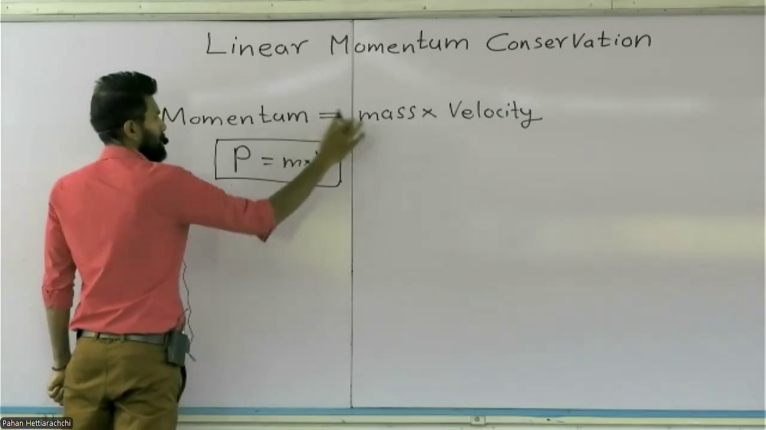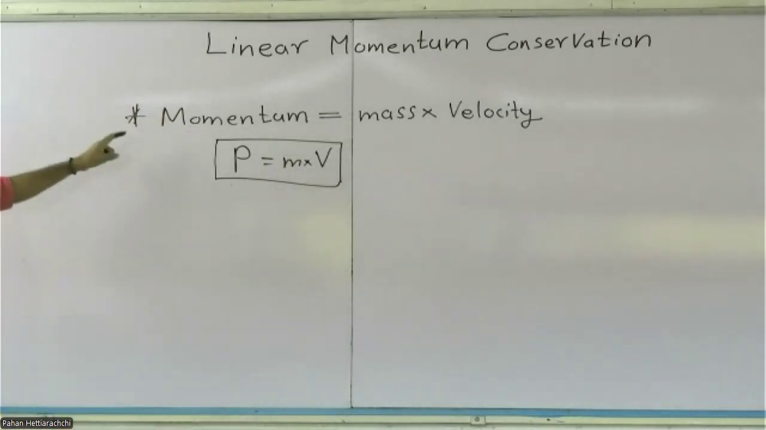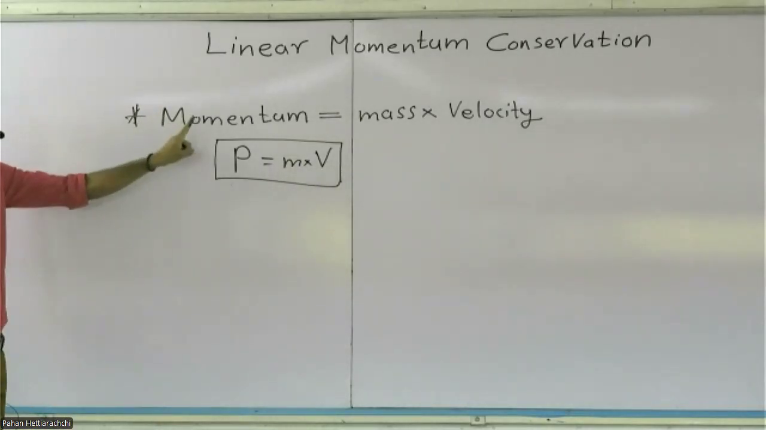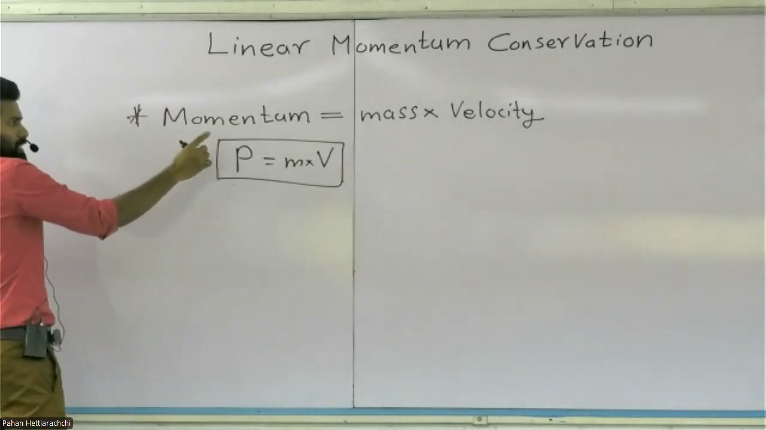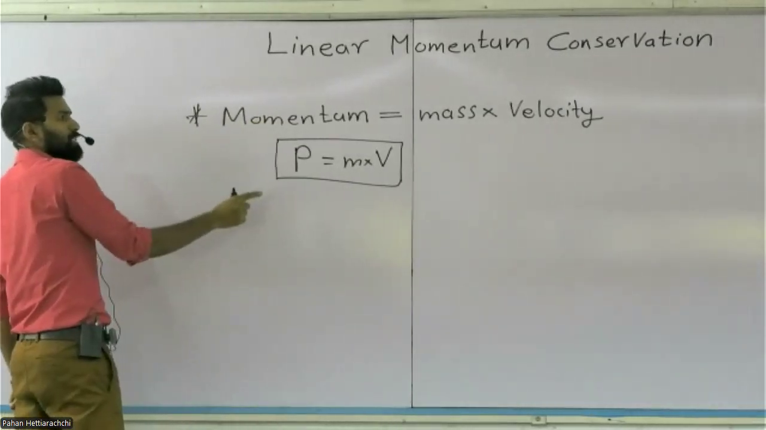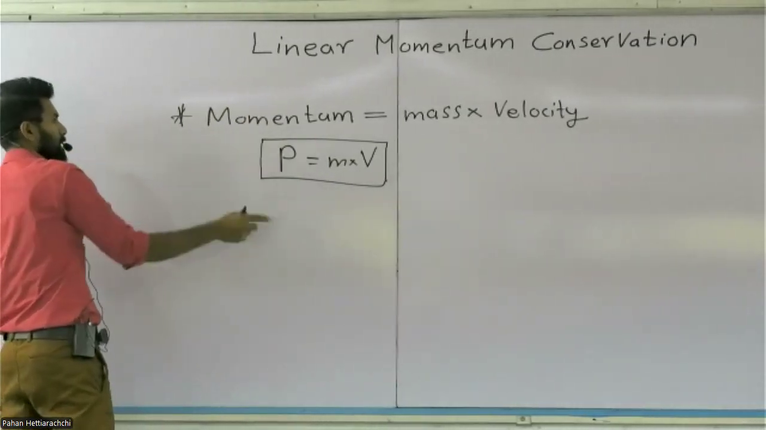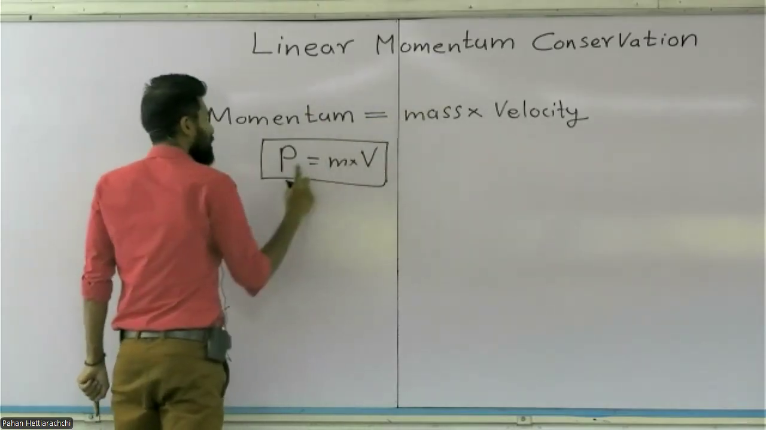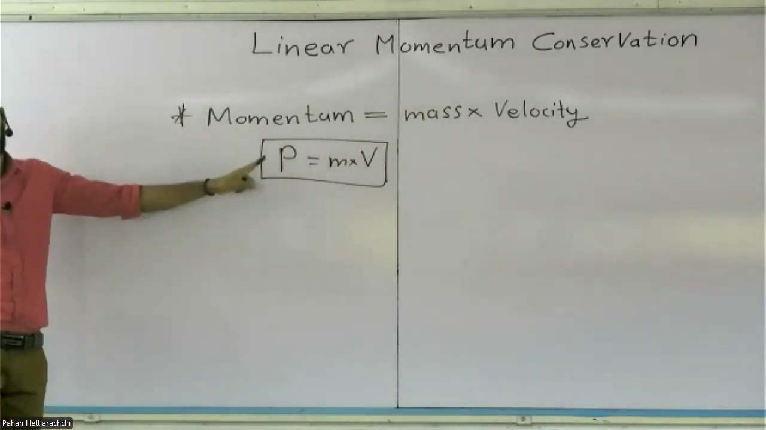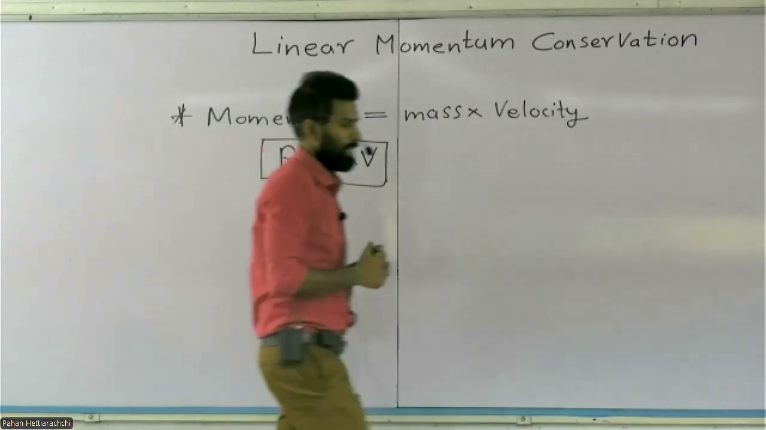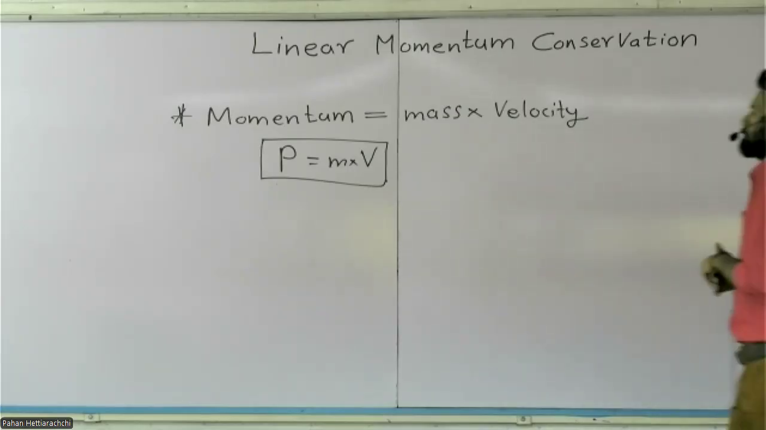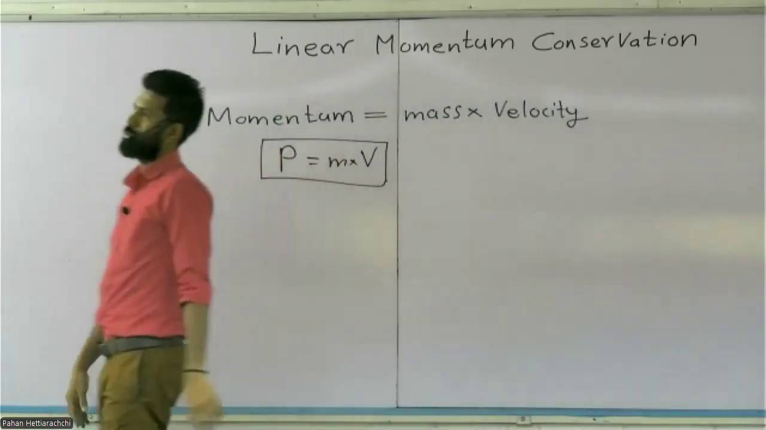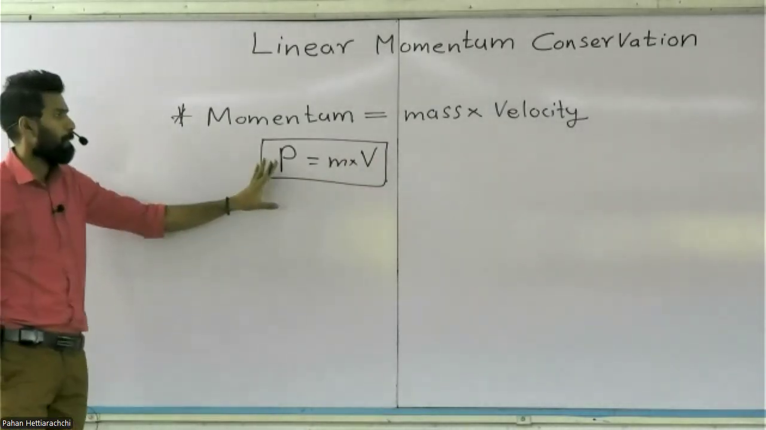Momentum is the mass into velocity, but we have to understand the physical meaning of momentum. Before that, let's write the equation, then we'll come to understand what momentum really is. As an equation, momentum is equal to mass into velocity, P equals mv. First, finish this, then we will come to the physical meaning.